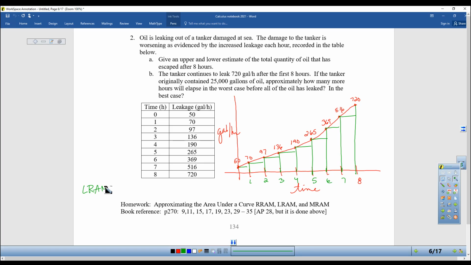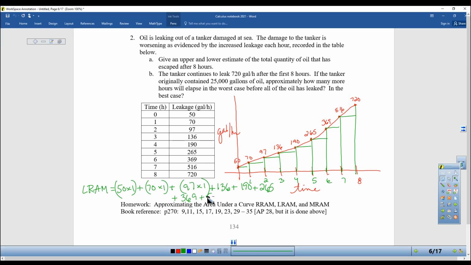So for LRAM, the rectangles are easy to figure out. This first one is 1 times 50. And then 1 times 70. Obviously, it's silly to keep writing times 1, right? I only am showing that for AP, where they require that you have both the multiplication and the addition. But what you do need to pay attention to is the fact that this is not going to go all the way up. Sometimes people are just a little bit lazy and they just write all the numbers.